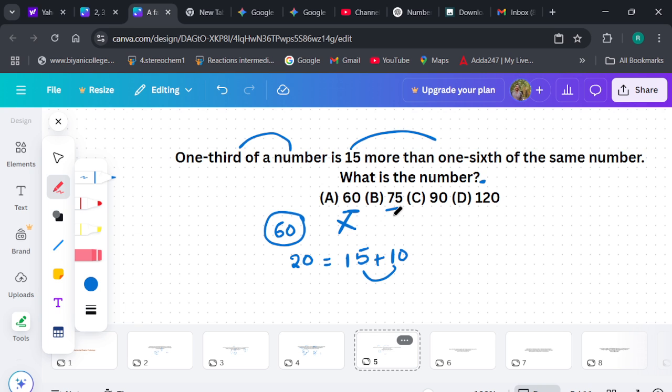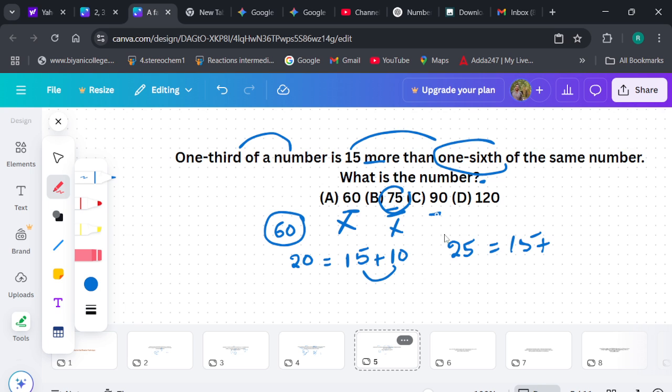Okay. Next one. One third of this number, which is 25, what is its one third? It is 25, is equal to one sixth of the same number. Okay, 15 plus, sorry, 15 more than one sixth of the same number. Its one sixth will come in points now. Okay, so don't take this.